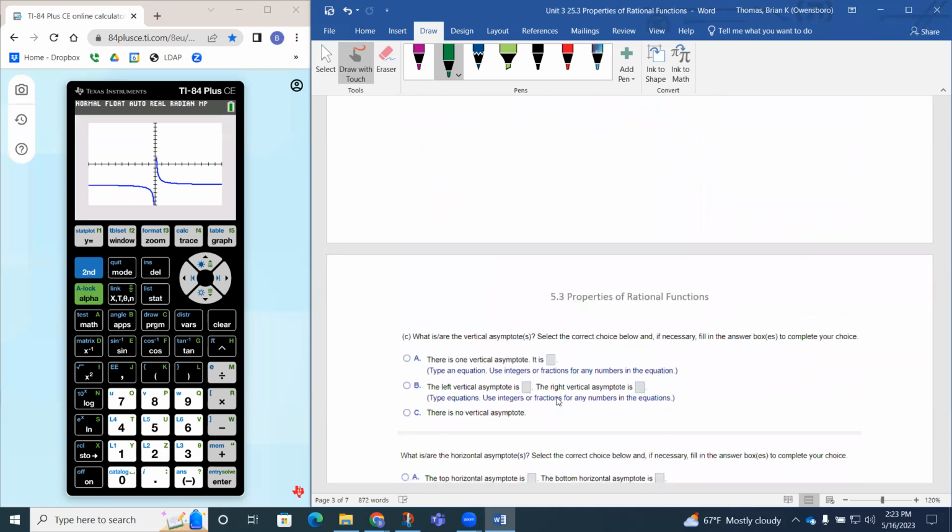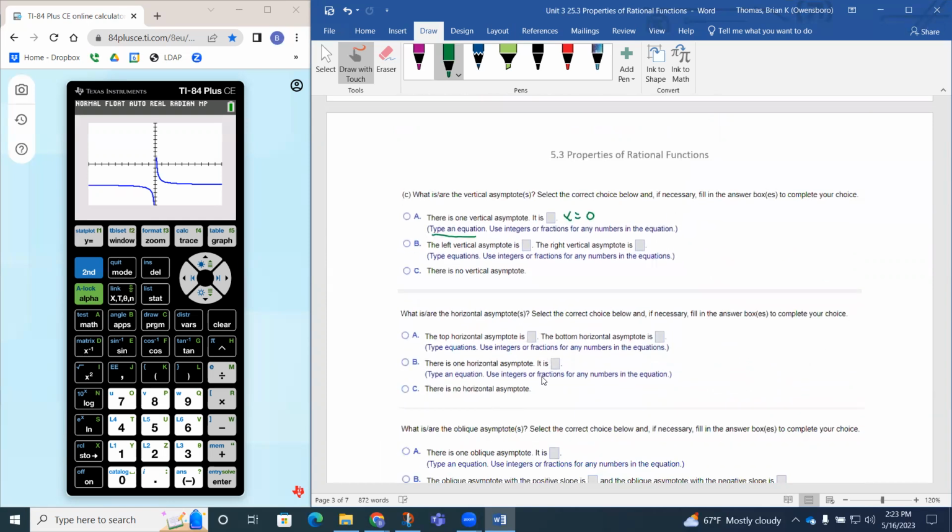So there is a vertical asymptote, and we would say that's going to be x equals 0. So you have to type an equation. There is a horizontal asymptote. So there's only one, and that's going to be y equals -5. So there's only one there. So we have this boundary line here and this boundary line here. So this is the vertical one, and this is the horizontal one.